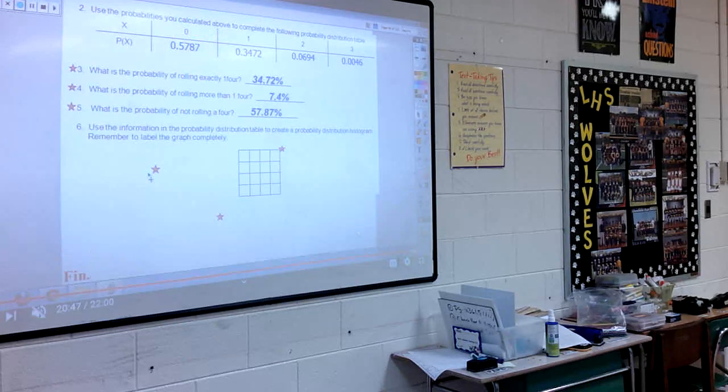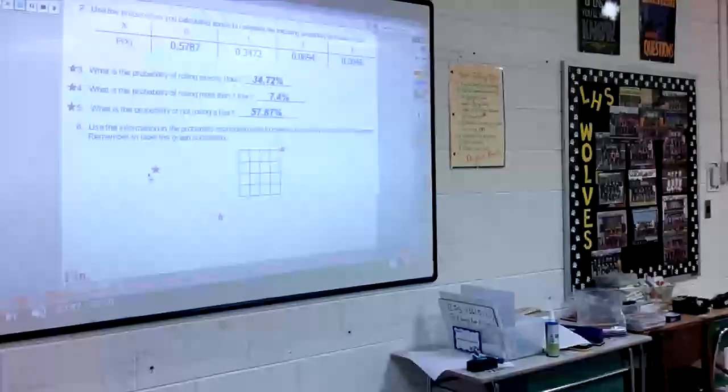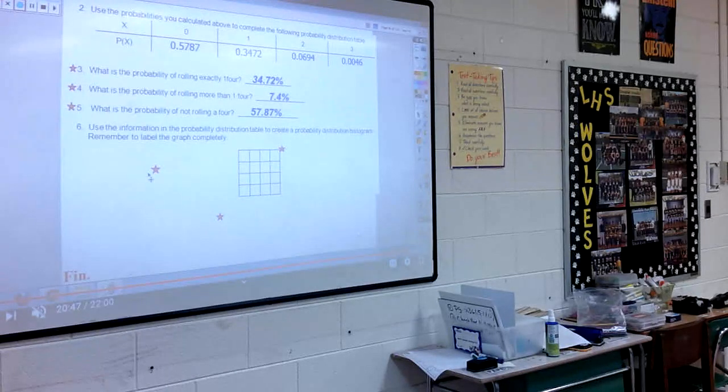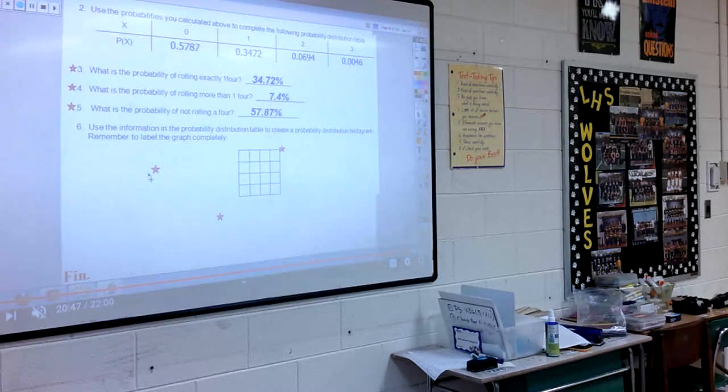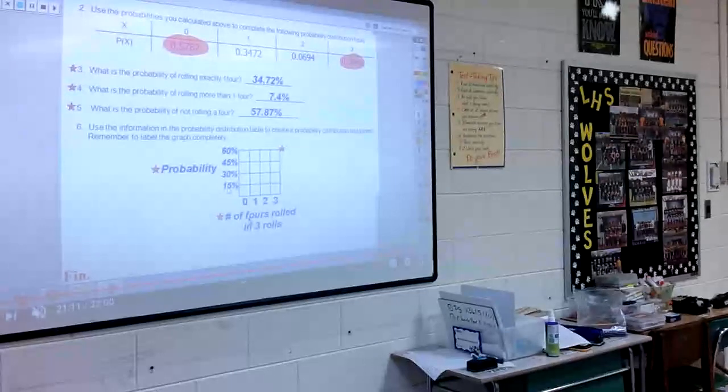And then lastly, in number 6, it says use the information in the probability distribution table to create a histogram. So remember, a histogram, if there are 4 options, then you have 4 columns, 0, 1, 2, and 3, and you want their probabilities in each. So the highest it goes to is almost 0.6, so they're going up by 15% each time. So the chance of a 0 is going to be really high, right? It's really a high chance that you don't roll any 4s.